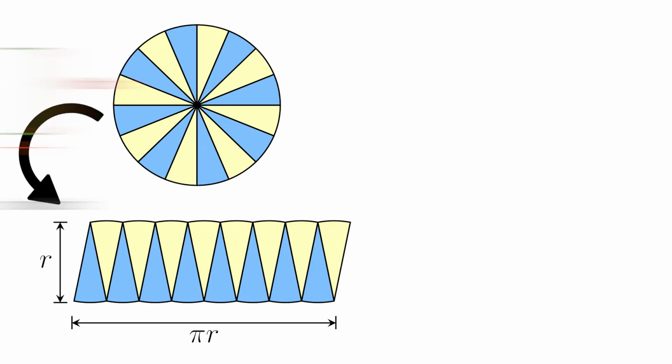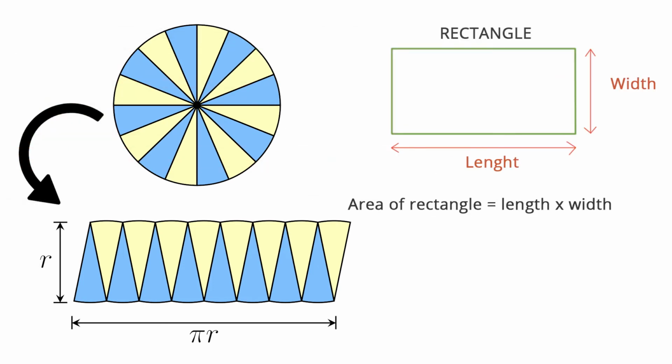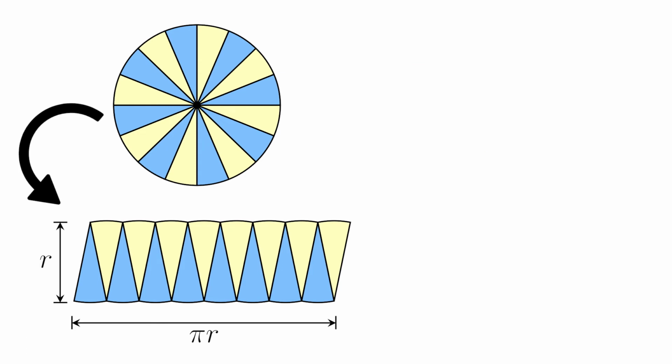For this reason, we can use the formula for the area of a rectangle in this situation, so multiplying width by height. The height is the radius length, since it's a slice from the circle, and the length is half the circumference, as you're taking the whole circumference and splitting it into two sides.